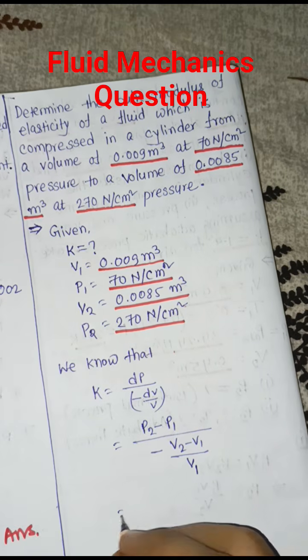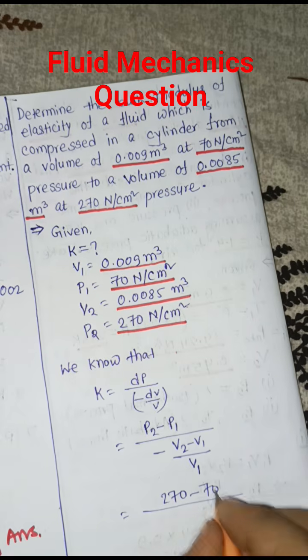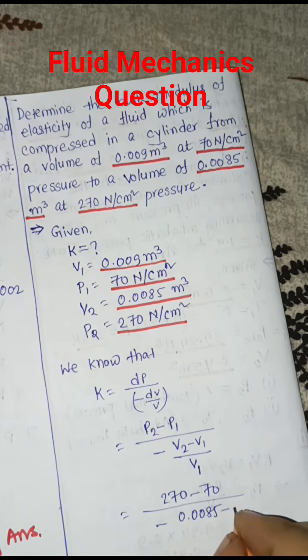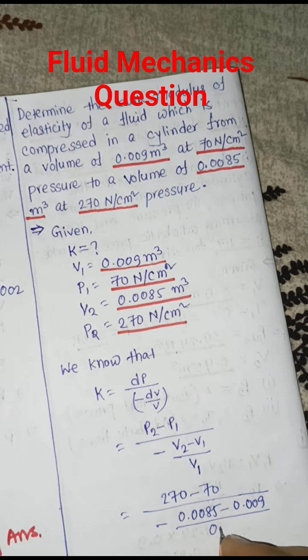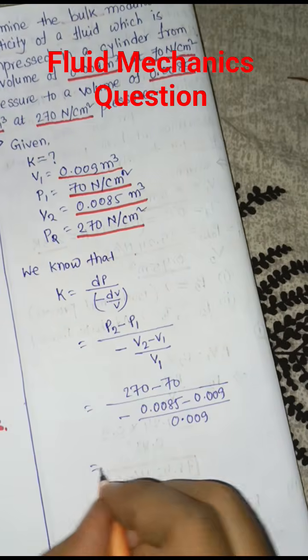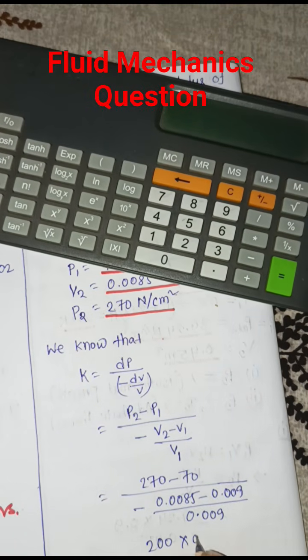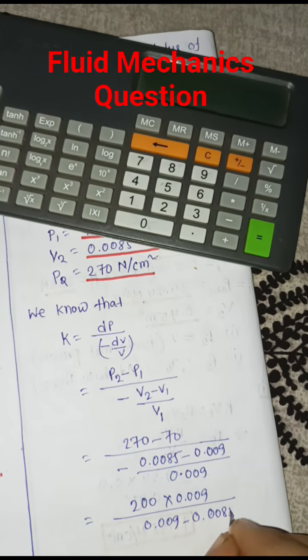Okay, so from here just put the value. P2 that is 270 minus P1 that is 70, divided by minus V2 minus V1. What is the value of V2? That is equal to 0.0085 minus V1, 0.009, divided by V1. What is the value of V1? That is 0.009. So if you want to calculate this value, this value will be 200 into 0.009 divided by 0.009 minus 0.0085.